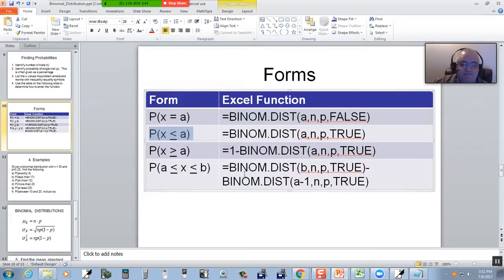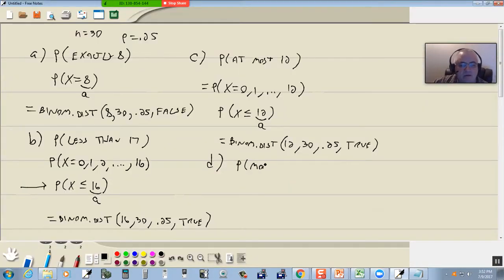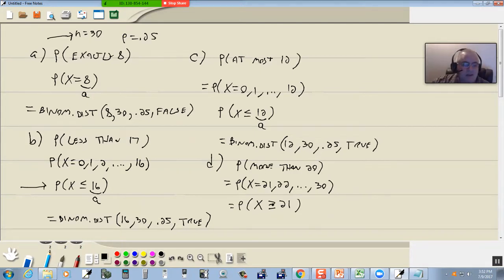Let's look at D. More than 20. Well, let's write down what x values that means. More than 20. That doesn't include 20. It means 21, 22. And since our largest value we can have is 30, that'll be from 21 up to 30. Now, if I rewrite this with inequalities, this is the probability that x is going to be greater than or equal to 21. These were the less than case. This is the equals case. These were the less than case. This is the greater than case. Greater than or equal specifically.